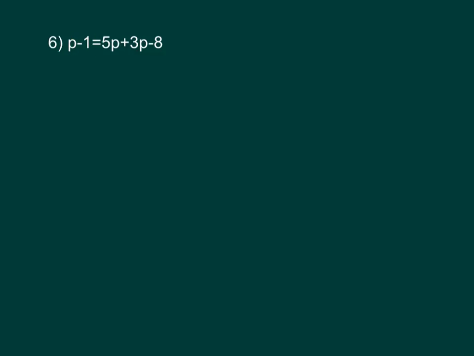On the left-hand side, we have 1p and we have a -1. These aren't like terms, so there is nothing we can simplify on the left-hand side. So we're just going to bring it down for right now. On the right-hand side, we do have some like terms. 5p and 3p are like terms, so we can combine those. 5 plus 3 is going to give us 8. So we're going to have 8p and then bring down that -8.